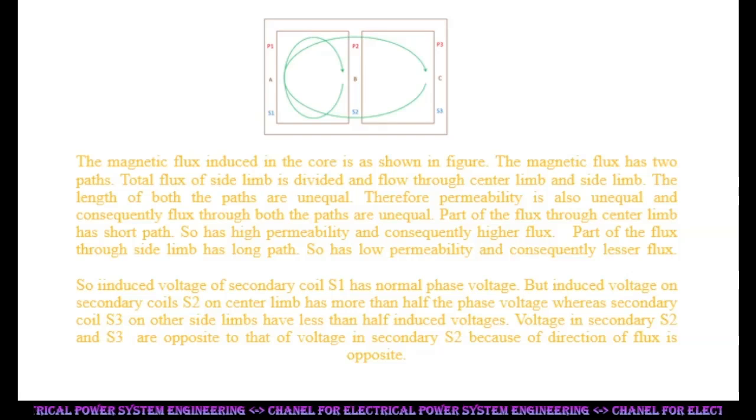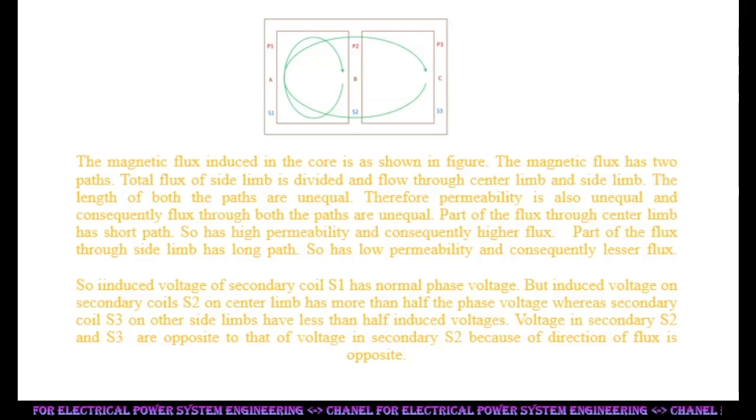Total flux of side limb is divided and flows through center limb and side limb. The length of both the paths are unequal. Therefore, permeability is also unequal and consequently flux through both the paths are unequal. Part of the flux through center limb has short path, so has high permeability and consequently higher flux. Part of the flux through side limb has long path, so has low permeability and consequently lesser flux.